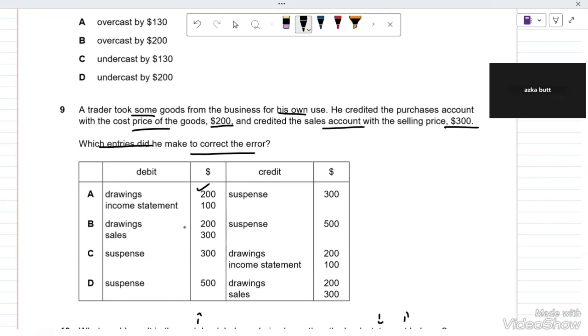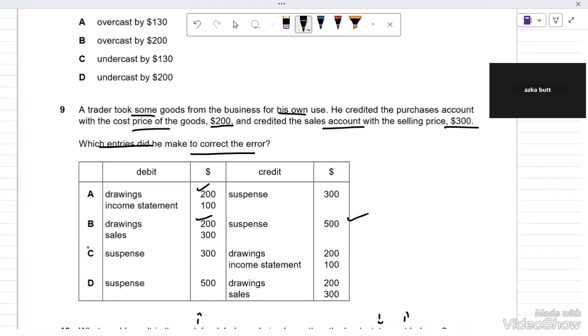In B, he debited the drawings account, which is okay. A trader took some goods from the business for his own use, and he credited the purchase account with the cost price of $200 and credited the sales account with the selling price of $300. So he credited the sales account, which increases the sales account. So we have to debit the sales account in order to rectify it, in order to decrease it. It means that on the credit side, the total would be the suspense account, which is $500. So this seems to be the right option.